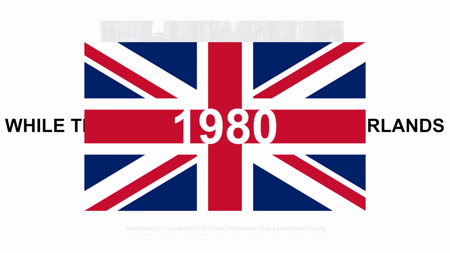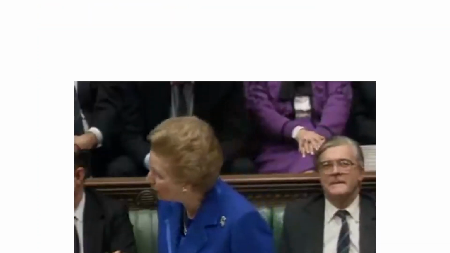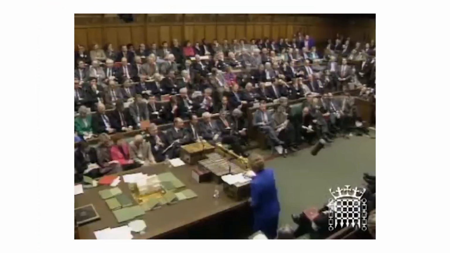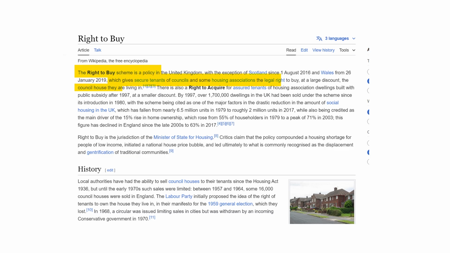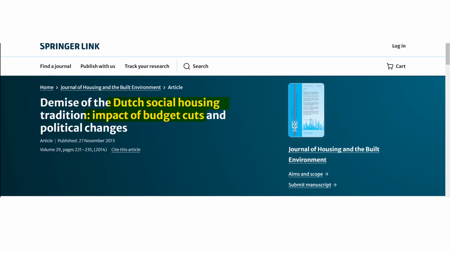Starting in 1980, the government, led by Prime Minister Margaret Thatcher, encouraged people to buy social housing at low prices. This was part of the Right to Buy programme, which aimed to create a society where more people owned homes. This policy was continued by later governments and added to the problem by allowing people to buy more than one house to rent out. During this time, the government also cut funding for building new social housing.